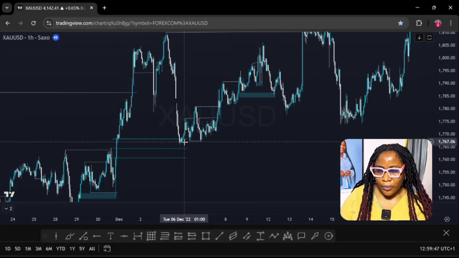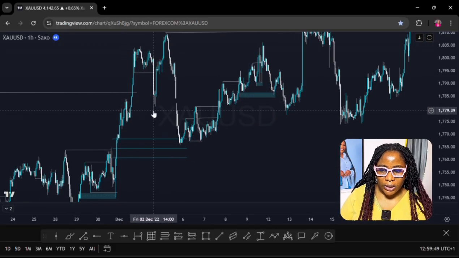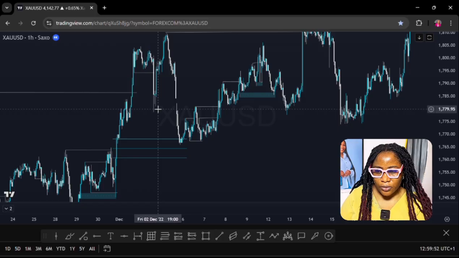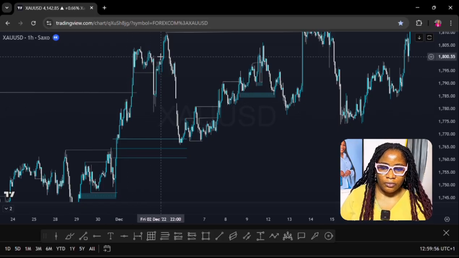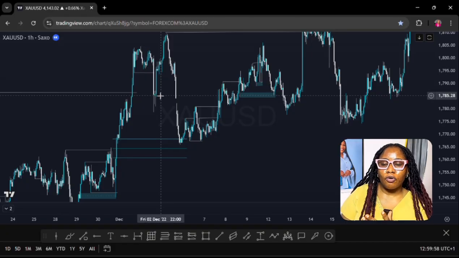If there is inducement, it's good and fine. Like this one now, we already had this for them to take out. It's good and fine. But this one now, you can see there was no inducement, and price used it to create the inducement and move. It's good and fine. So don't get confused when you are picking your POIs within a trading range.